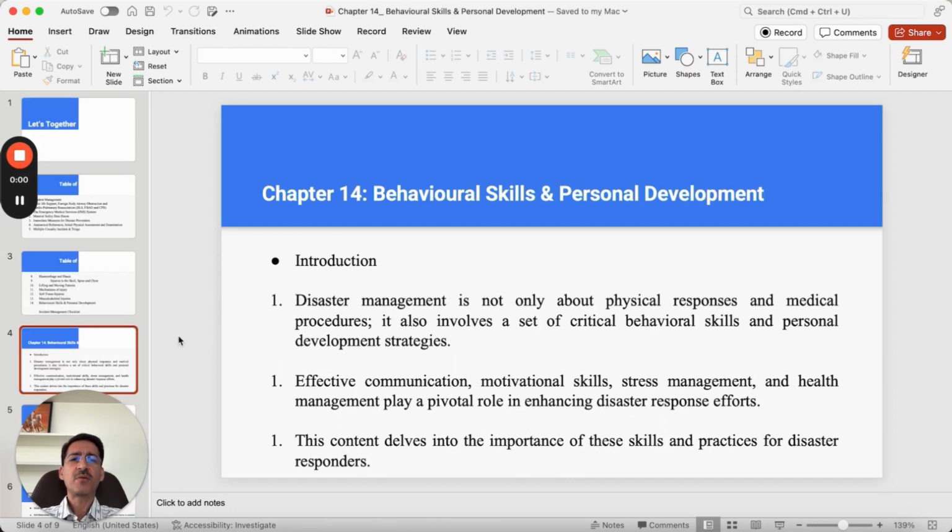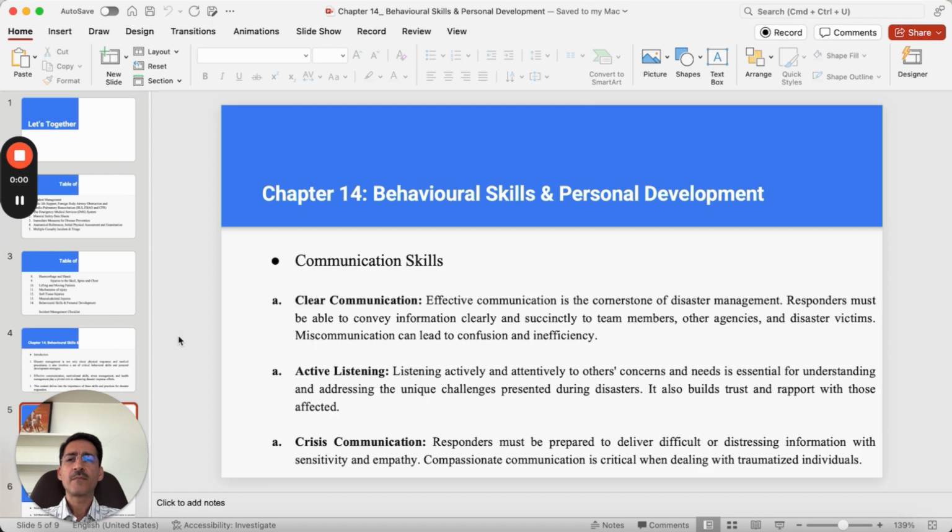Behavioral skills and personal development. Disaster management is not only about physical responses and medical procedures. It also involves a set of critical behavioral skills and personal development strategies. Effective communication, motivational skills, stress management, and health management play a pivotal role in enhancing disaster response efforts. This content delves into the importance of these skills and practices for disaster responders.